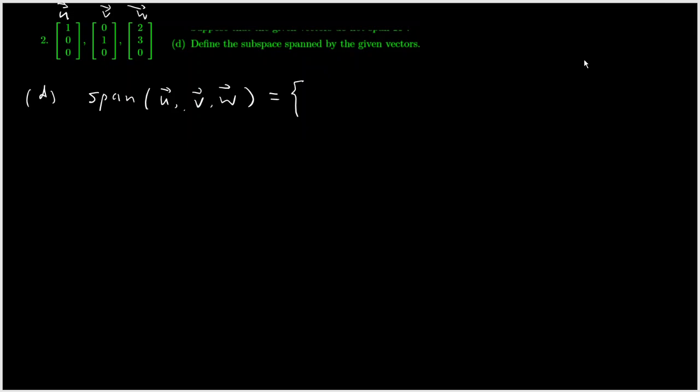You can use any coefficients you want. I mean, you can use any scalars you want. In this course, we call them scalars. You get all possible linear combinations. So let's say a number a times u, plus another number b times v, plus a number c times w, and then you make a, b, and c run through all the real numbers.